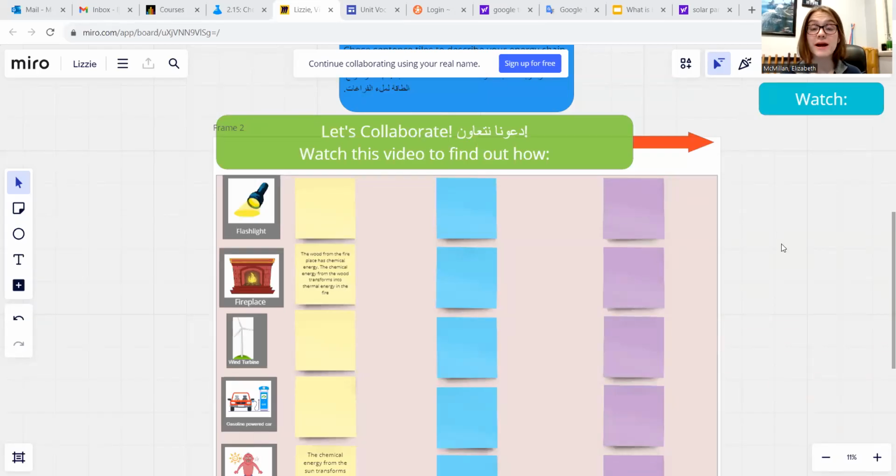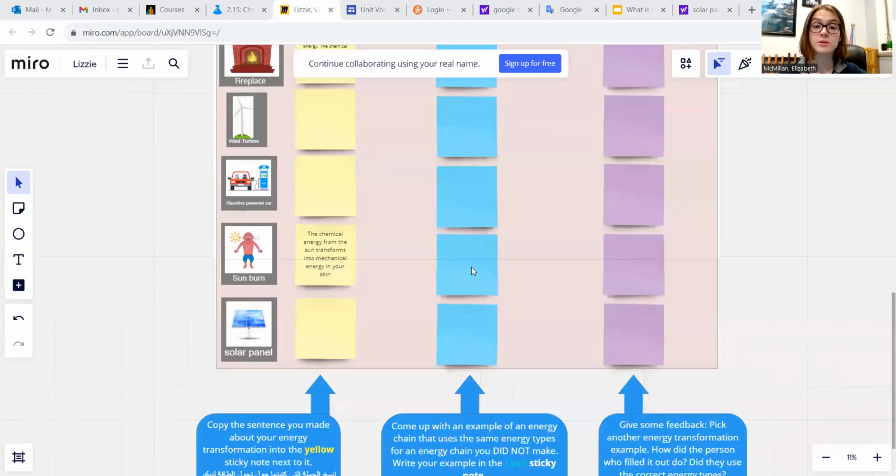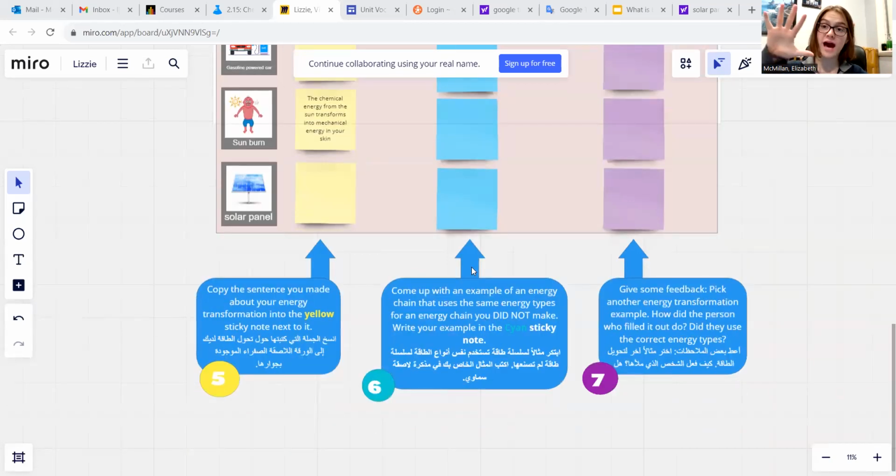Hi, now we're going to talk about how we're going to do the second part of our practice exercise. To do this part, we're going to do a little bit of collaboration. First thing we're going to do is go down to step 5, because we just had step 4 back in the individual practice section.